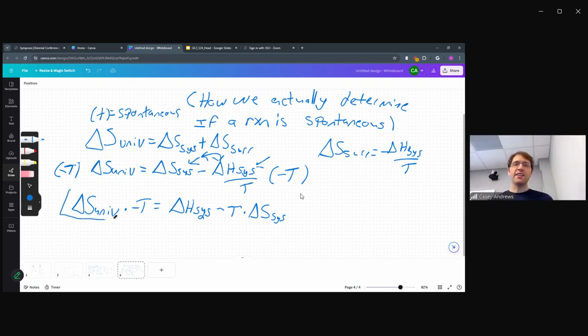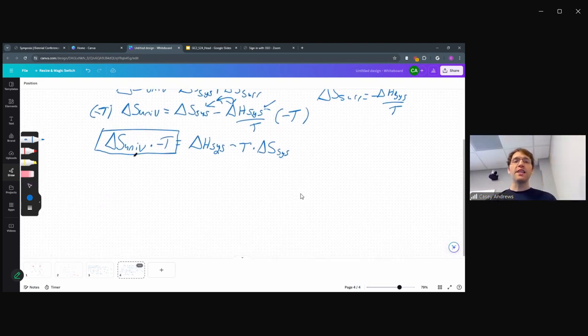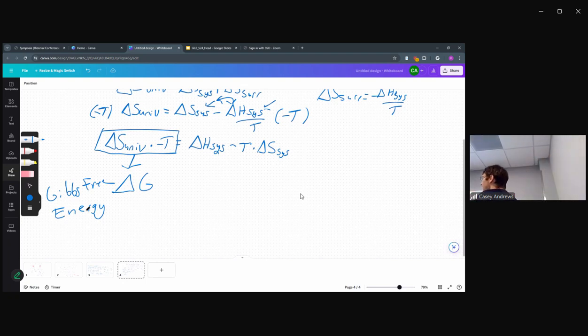Well, the change in the universe entropy multiplied by the negative temperature you're running your system at, we give that a special symbol. We call this delta G. This is called Gibbs free energy. In tables, in any reactions, the energy you are going to see is a delta G. And for those of you going to biochemistry, since I teach biochemistry, I speak strictly in delta G's. I never bring up delta S universe. You only talk in delta G.